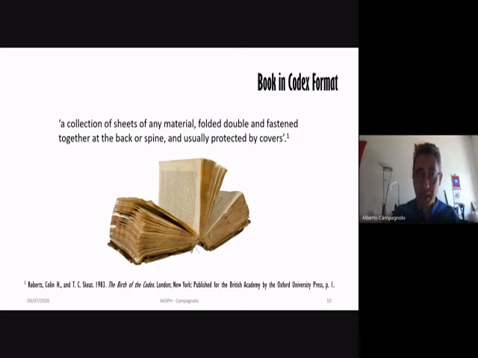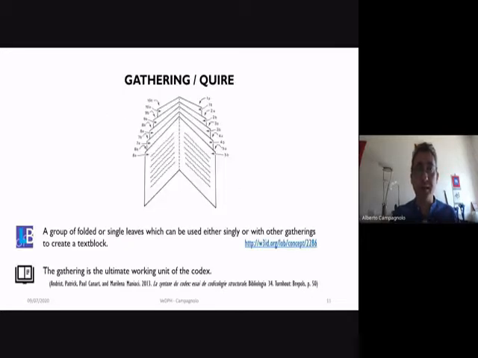pages. What's important to remember here is that at the very essence of the book in codex format is this folding of sheets in half and putting them into gatherings. And this is actually, as Patrick Andrist and Paul Canart Maniaci said very clearly in their Syntax of the Codex, that the gathering is the ultimate working unit of the codex. So if we ignore this working unit, we are ignoring a lot of information, a lot of things that actually happen to the book.